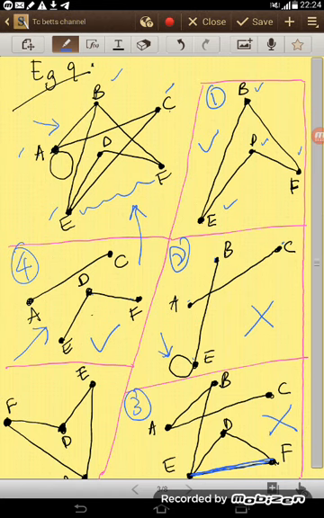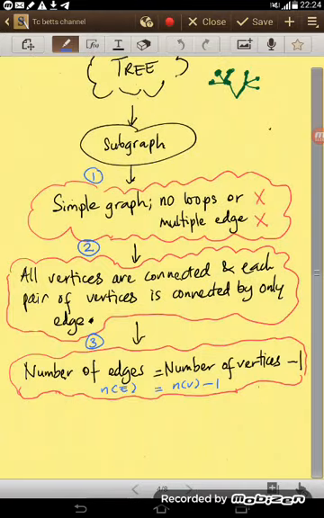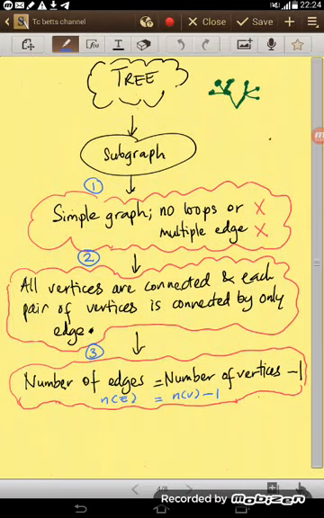What about this one? It's upside down. It's supposed to be like this one, but it is upside down. Still the same, as long as the vertices are all the same as the original graph. So very simple for subgraph. It's very easy. So we go for the second one, tree.